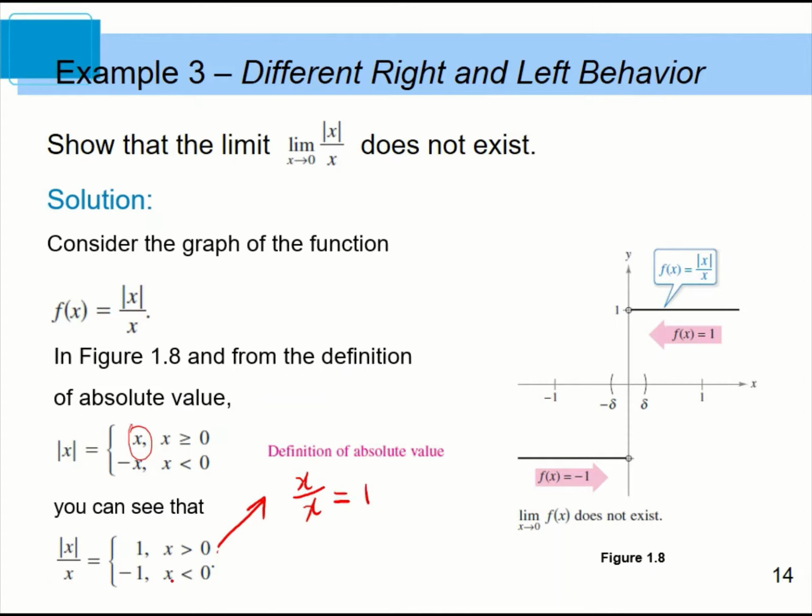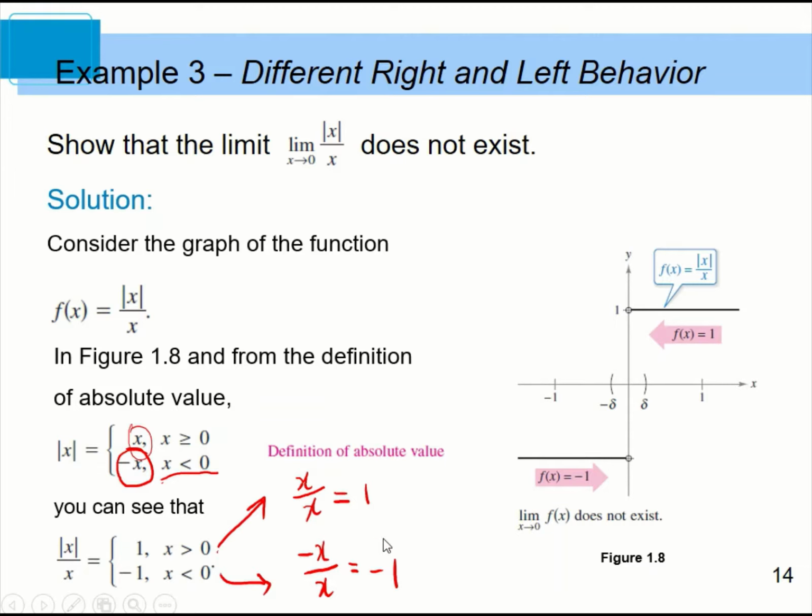However, when the x is less than 0, we are going to take negative x for absolute of x. So here, when the x is less than 0, we have negative x over x, then we get negative 1. So for this function, we can define that y is 1 when the x is more than 0, and y is negative 1 when the x is less than 0. When the x is 0, it is undefined.